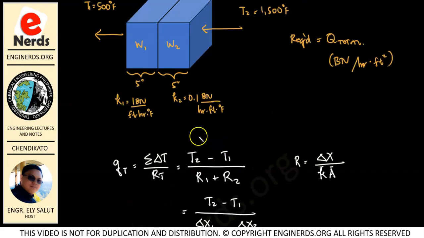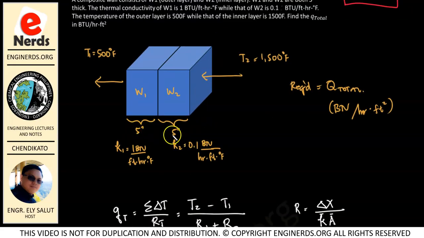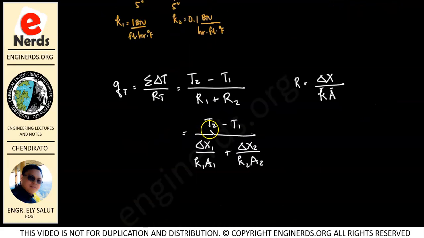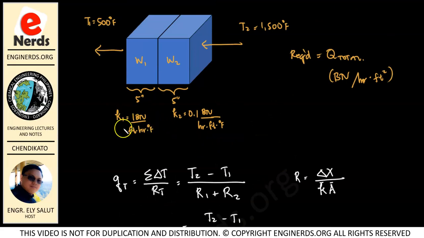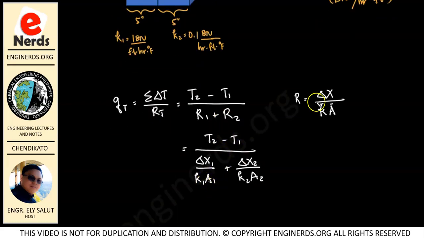We know the thickness because we have here 5 inches. Diba? So alam natin yan. We also know the thermal conductivity. We have given here K1 and K2. But, we do not know the area. So, ano yung area natin dito?